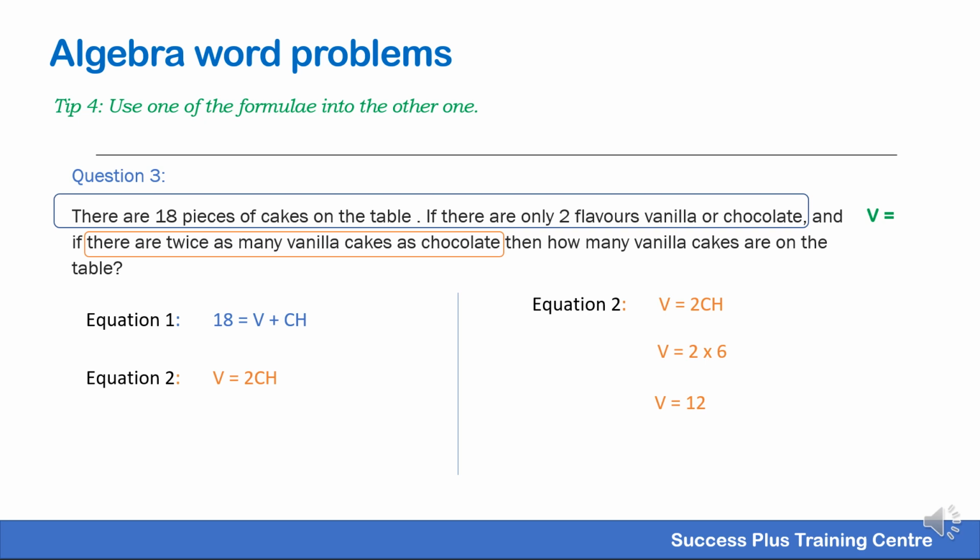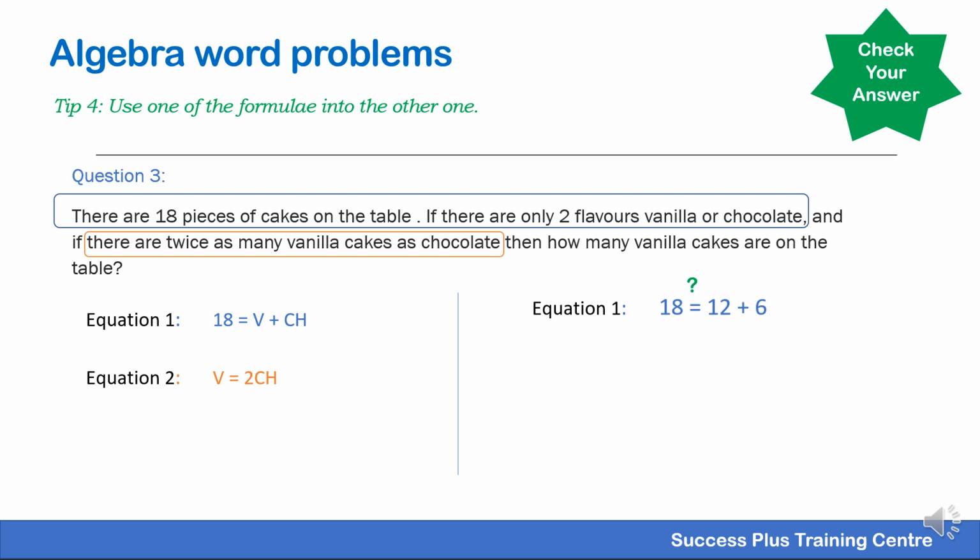Remember that the question is asking for the number of vanilla cakes. To find this number, I need to use the second equation, V equals 2CH. This means V equals 2 times 6, so the number of vanilla cakes I have on the table equals 12.